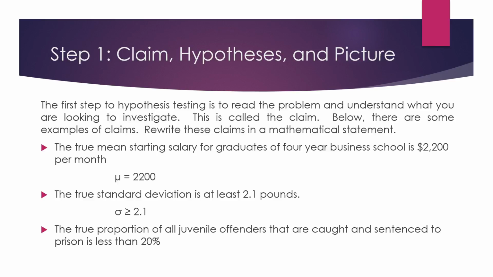Lastly, the true proportion of juvenile offenders that are caught and sentenced to prison is less than 20%. So don't forget, percentages are just for show. We don't really want to use them inside of anything. So when you're considering this one, you're going to need to convert that percentage to a decimal. And the true proportion is going to be p, just lowercase p. Less than is just a less than symbol, and then 0.2. So this is always going to be your first step, reading the problem and from that saying what you're looking to be testing, which is the claim.